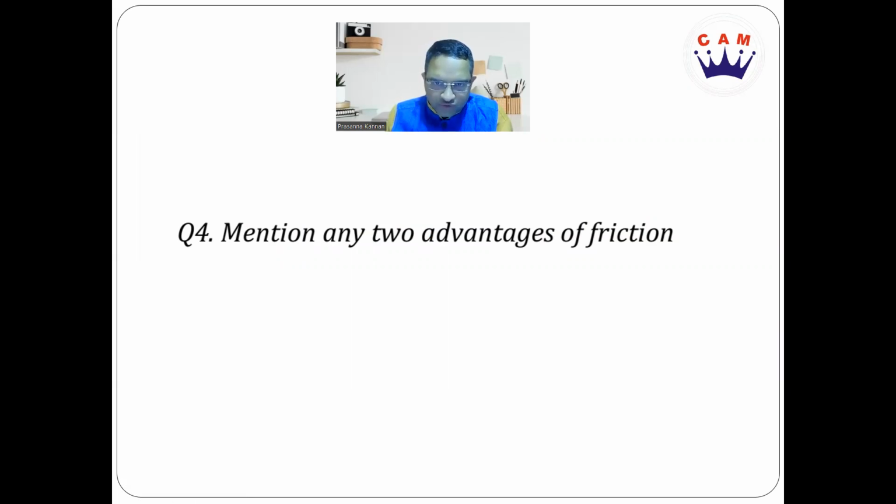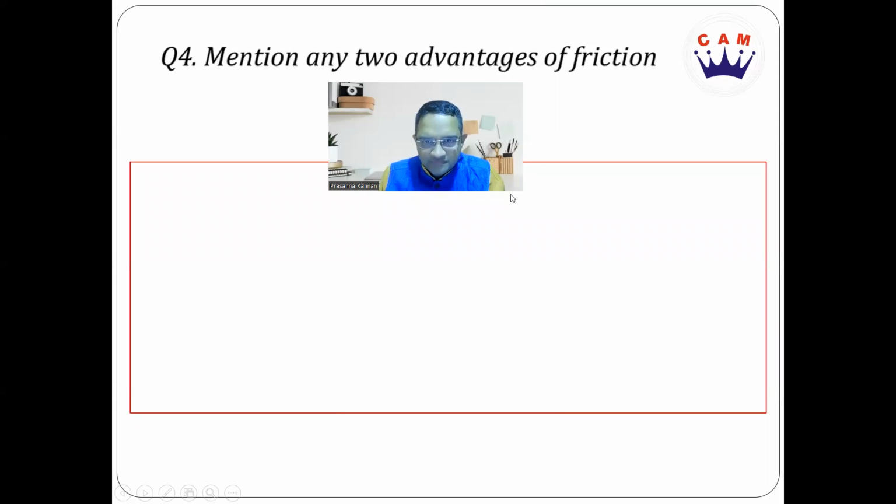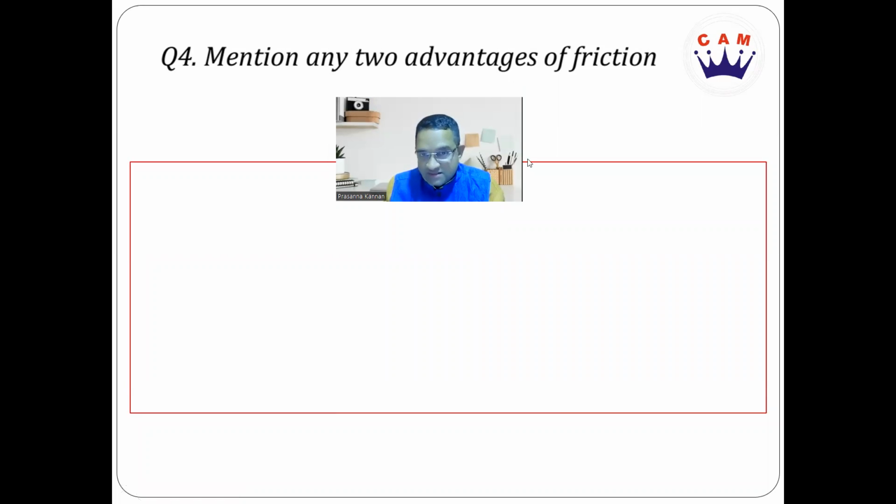Mention any 2 advantages of friction. Can you share? It helps in walking. Yes. It helps to stop a car. Yes. If I want to apply the brakes, without friction, the car wouldn't stop. Without friction, the car wouldn't even move. Absolutely. Without friction, there'll be no rolling. Rolling of the wheels happens only because of the friction between the tire and the road. Right? Excellent.